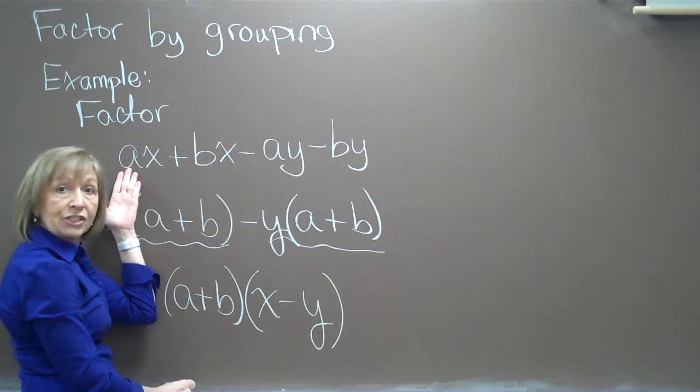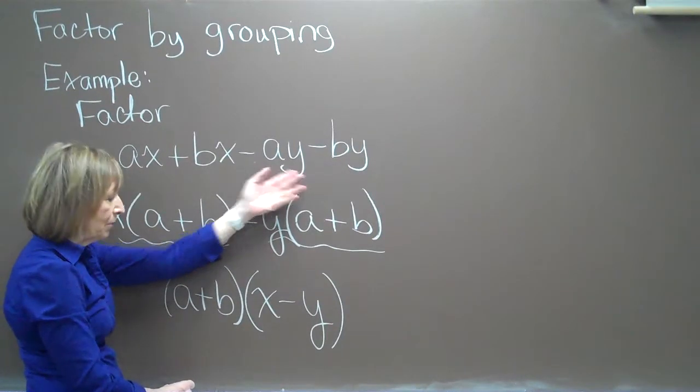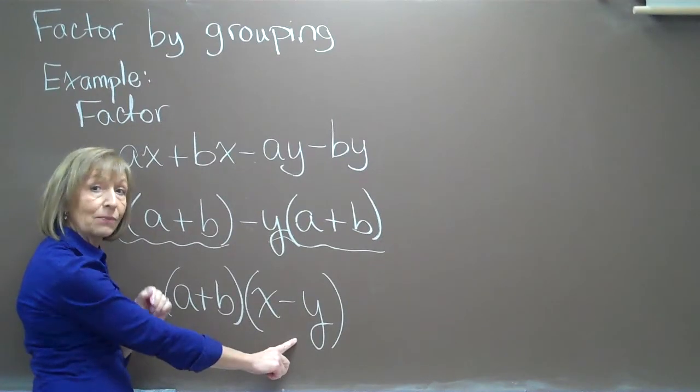So the factorization of ax plus bx minus ay minus by is a plus b in parentheses times x minus y in parentheses.